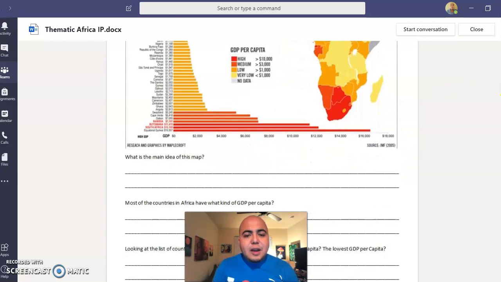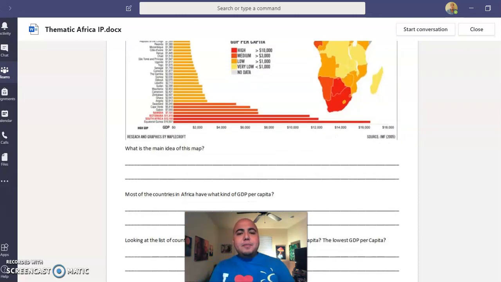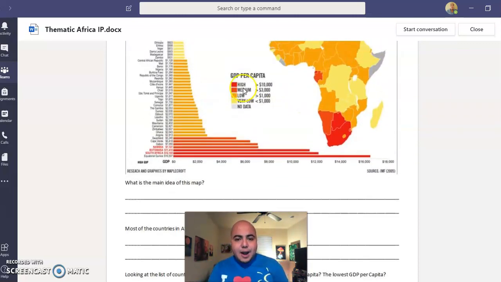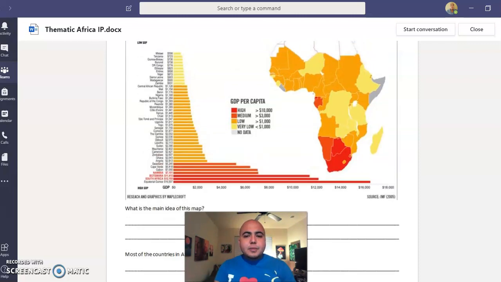Most of the countries in Africa have what kind of GDP per capita? Okay, do they have high, medium, low, very low, or no data? Again, press pause, write your answers, and then press play. All right, your answer should be what? It should be low. Notice that you see this color right here, low, correlated to the key right here.